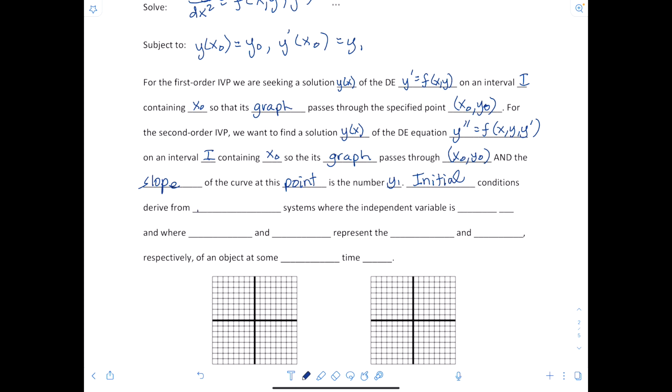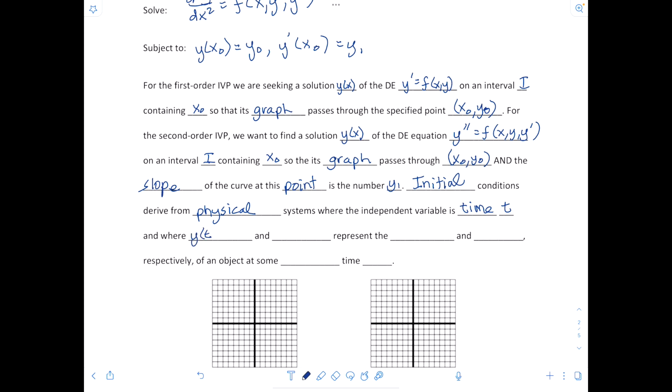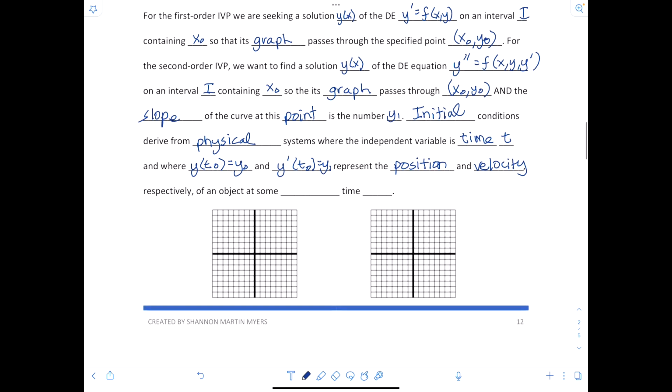Initial conditions derived from physical systems, where the independent variable is time, which is denoted by t, and where y at t0 equal to y0 and y prime at t0 equal to y1 represent the position and velocity respectively of an object at some initial time t.